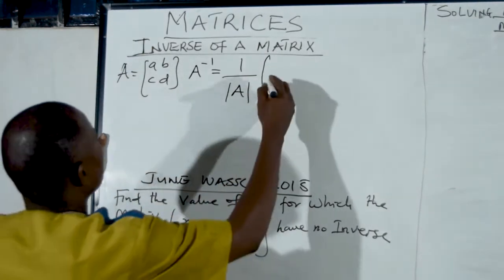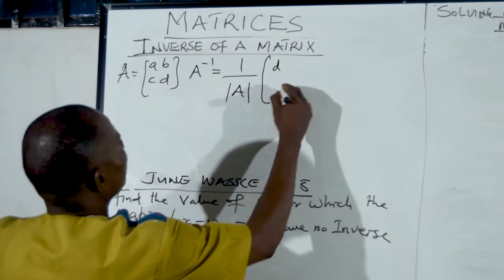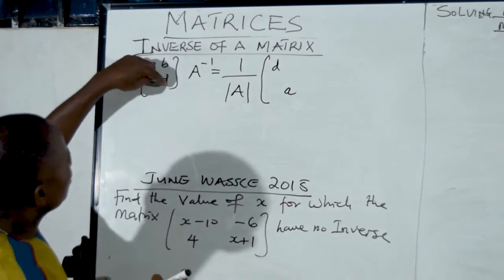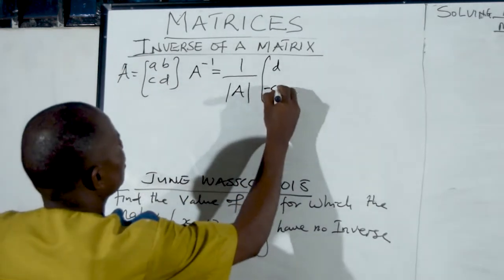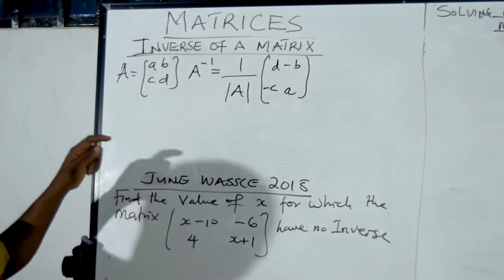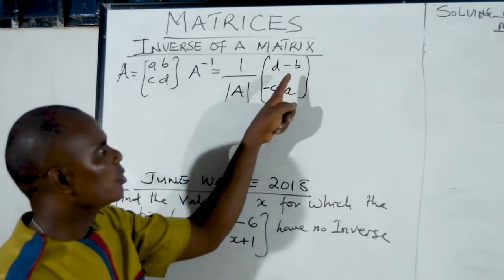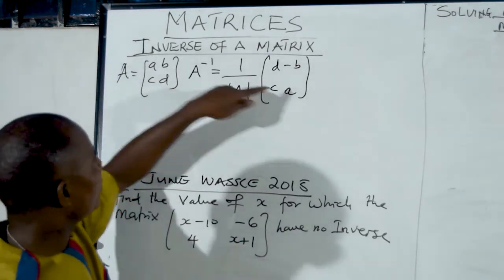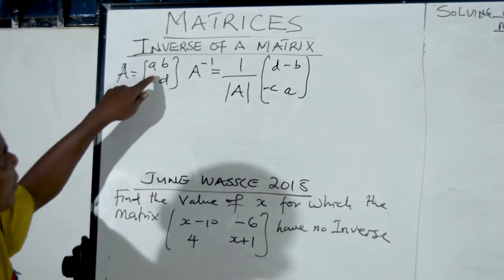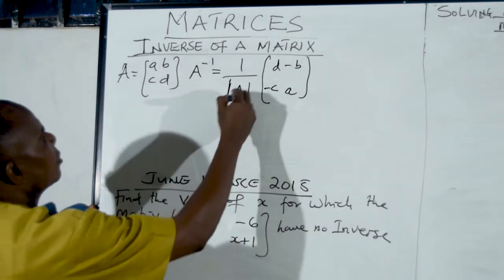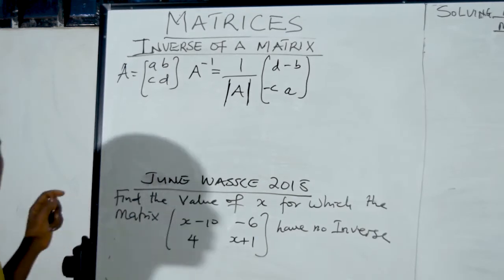The adjoint of the matrix is to interchange the position of the leading diagonal, that is A and D, they interchange, and you change the signs of the other diagonal. That is the inverse of the matrix. Watch the pattern here. I've interchanged A and D, then I've changed the signs of this other diagonal. And you already know how to find the determinant of a matrix, that's here.